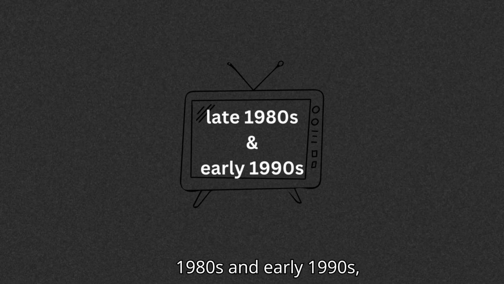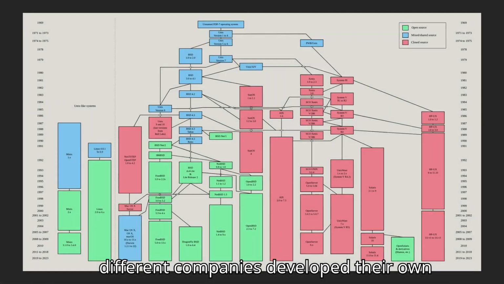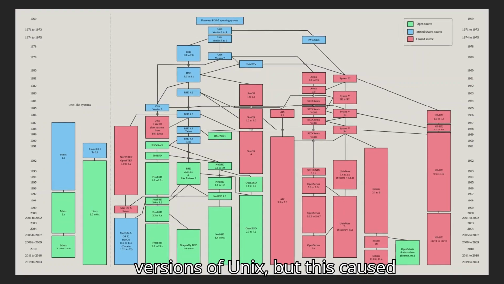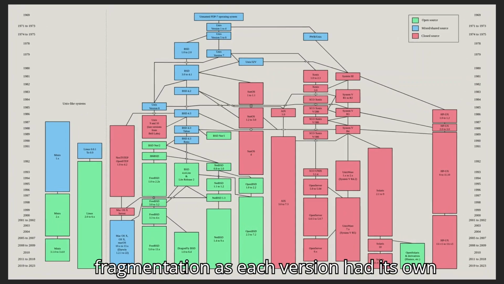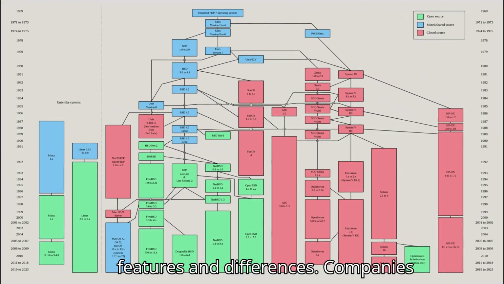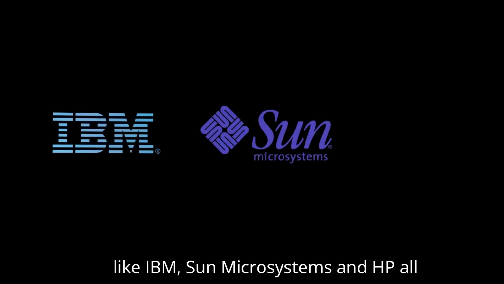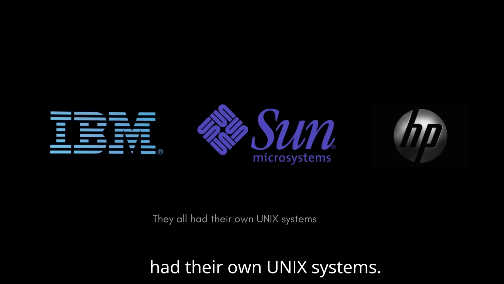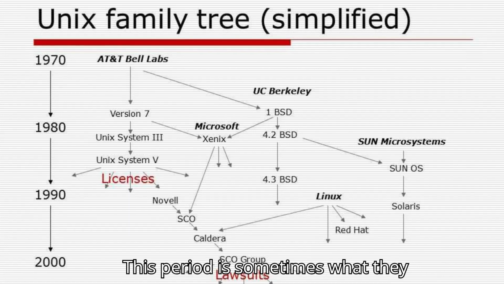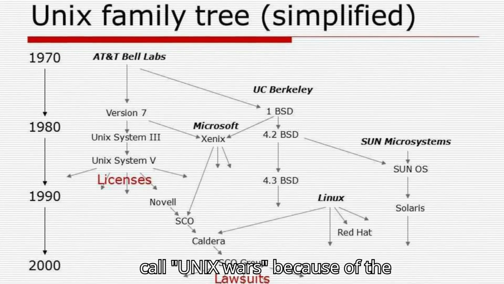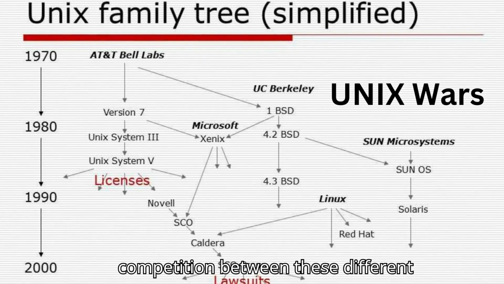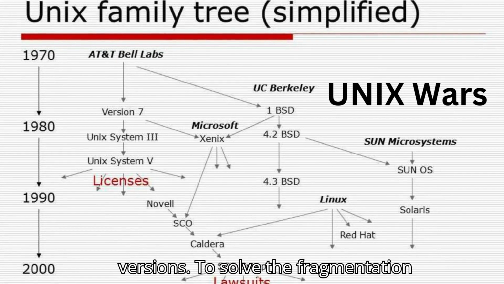In the late 1980s and early 1990s, different companies developed their own versions of UNIX. But this caused fragmentation, as each version had its own features and differences. Companies like IBM, Sun Microsystems, and HP all had their own UNIX systems. This period is sometimes called the UNIX wars because of the competition between these different versions.